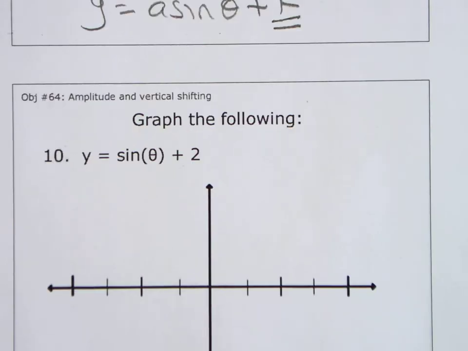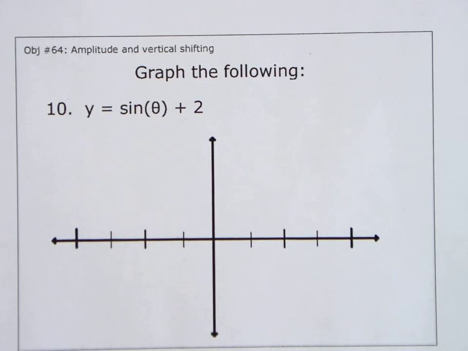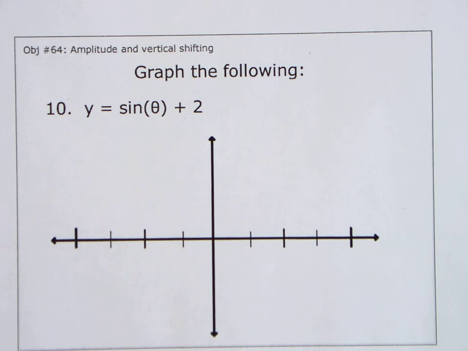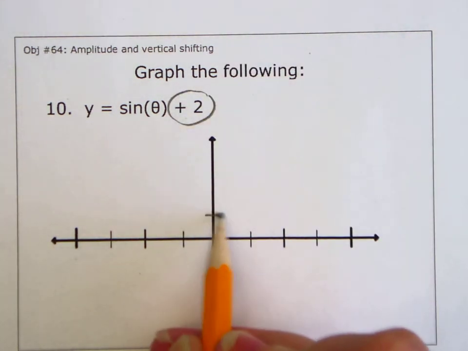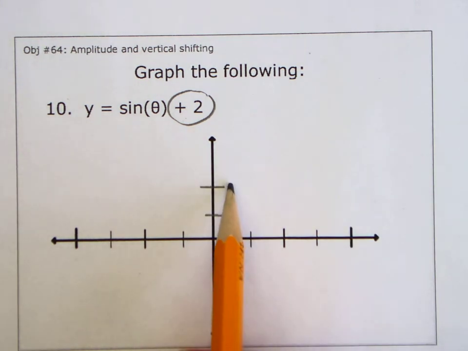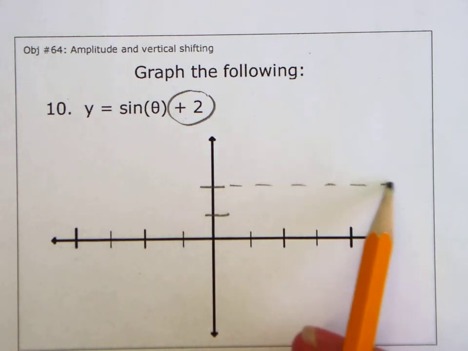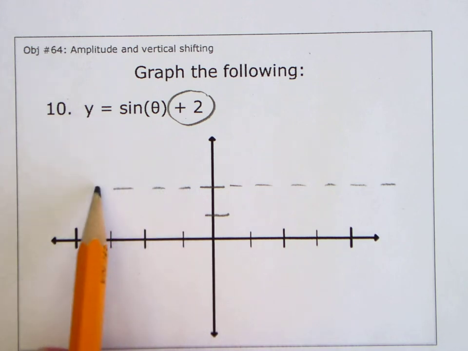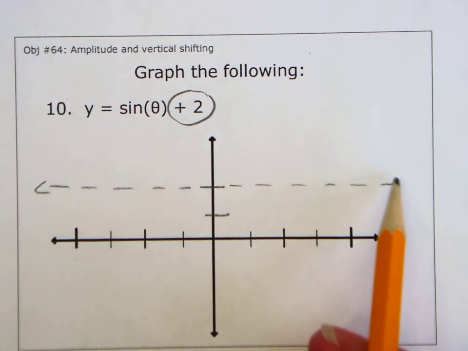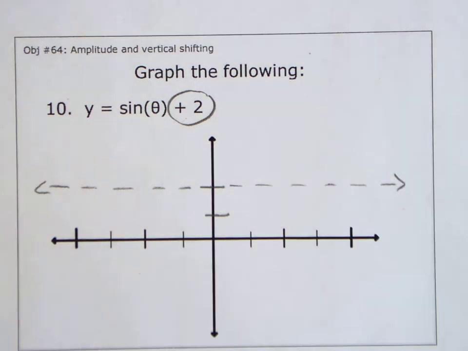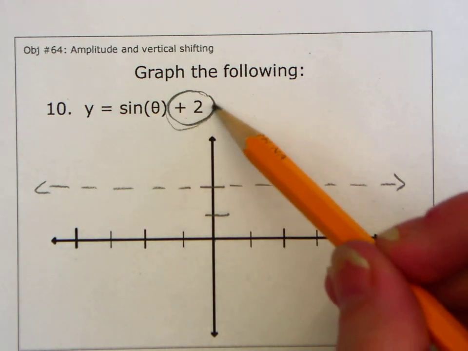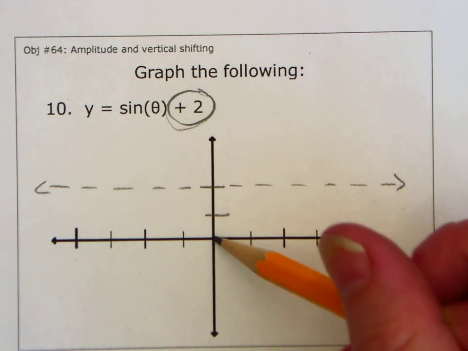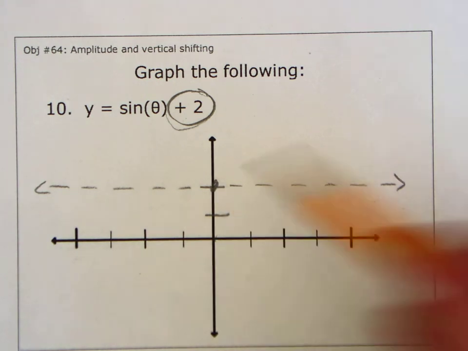All right, number 10. How much are we being shifted up? 2. So we're going to go up to 2, 1, 2, and draw a dotted line. This is not an asymptote. It's just to help me graph my curve. Where does sine start normally? 0. But I'm being shifted up 2, so this 0 gets shifted up 1, 2.